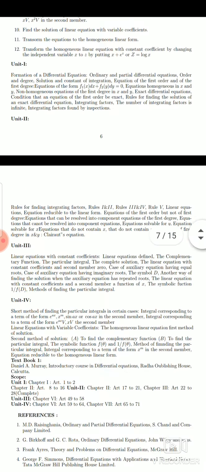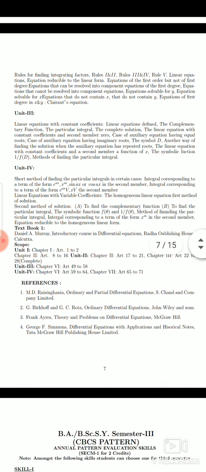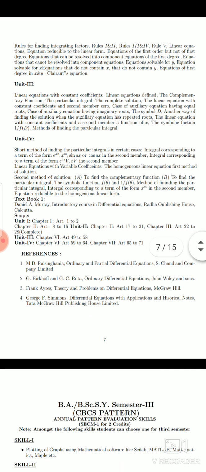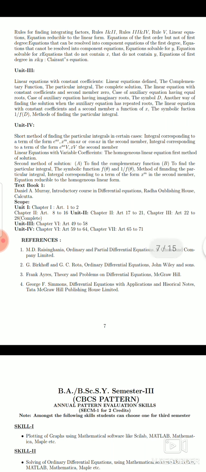In this paper of 4 units, the textbook is by Daniel A. Murray, book name is Introductory Course in Differential Equations, Radha Publishing House, Calcutta. And these are the scope in this book: unit first, unit second, unit third and unit fourth. And these are the 4 references.